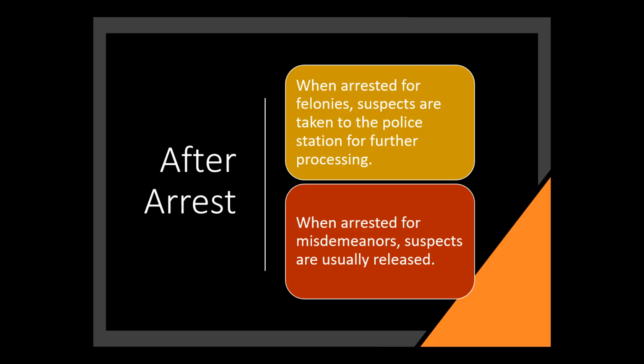All right, what about after arrest? Just got a couple more slides to go and one more case to look at. When arrested for felonies, suspects are taken to the police station for further processing. When arrested for misdemeanors, usually you are then released. For a felony, you're going to be held. For a misdemeanor, usually you're going to be released on your own recognizance.